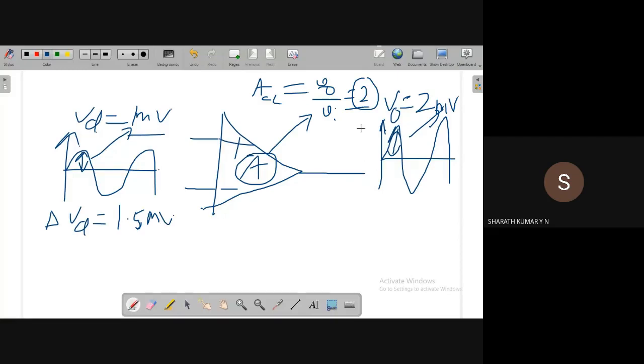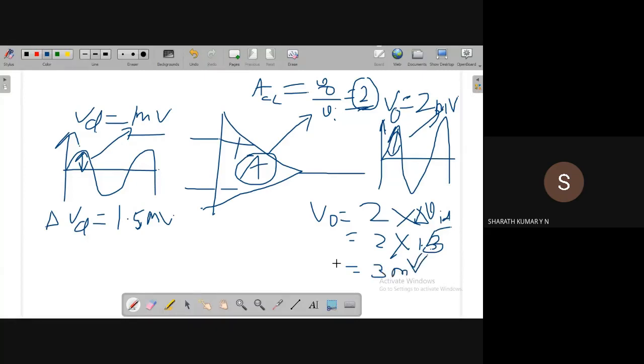When the input changes, the gain is 2. So what will be the output voltage? Output voltage is gain, 2, into input voltage VI, the small change in input voltage VID. So it should be 2 into 1.5, which is 3 millivolts. Sorry, 3 millivolts.